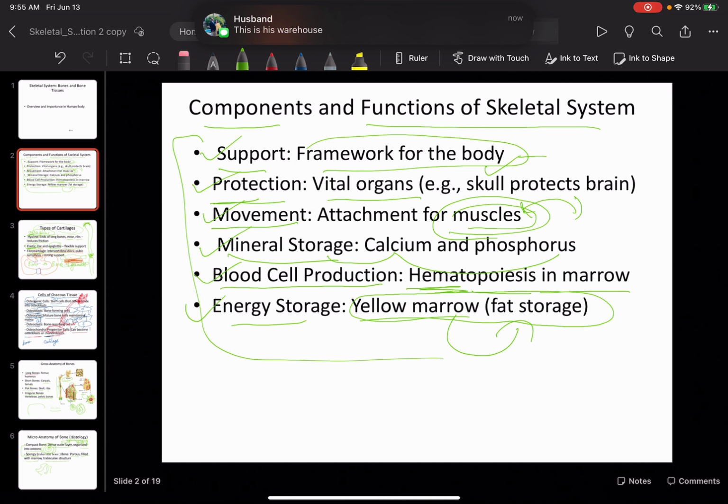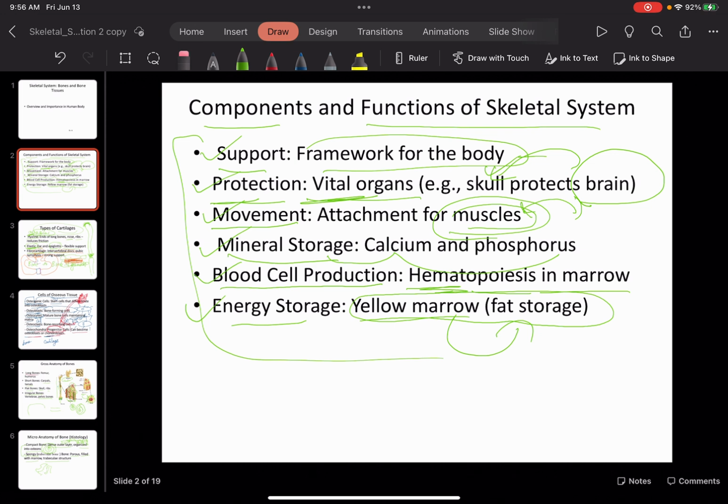So protection is another thing. Mainly they're protecting the vital organs. For example, the brain, which is an organ protected by the skull. Then another example is ribs. They protect the heart and the lungs. Then the spinal cord is protected by the vertebrae.